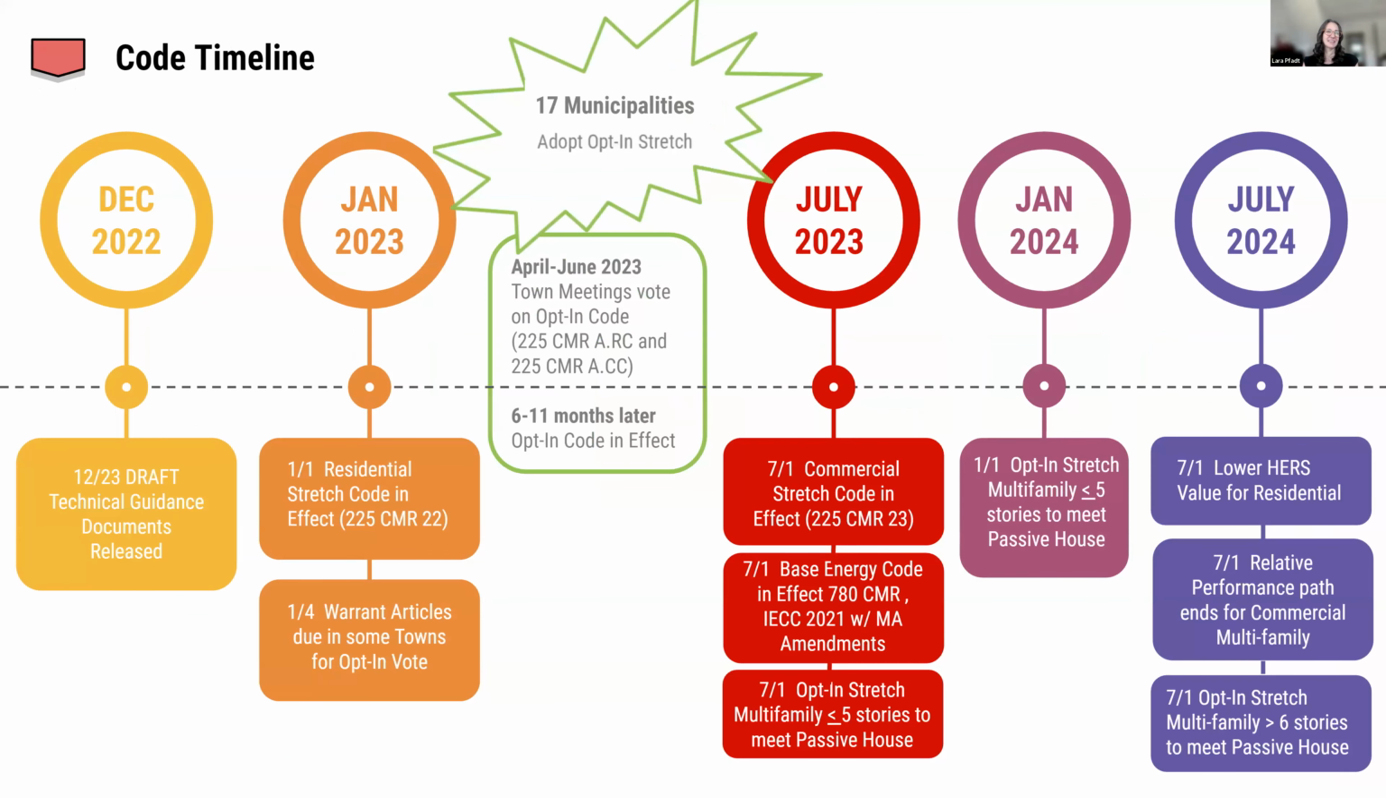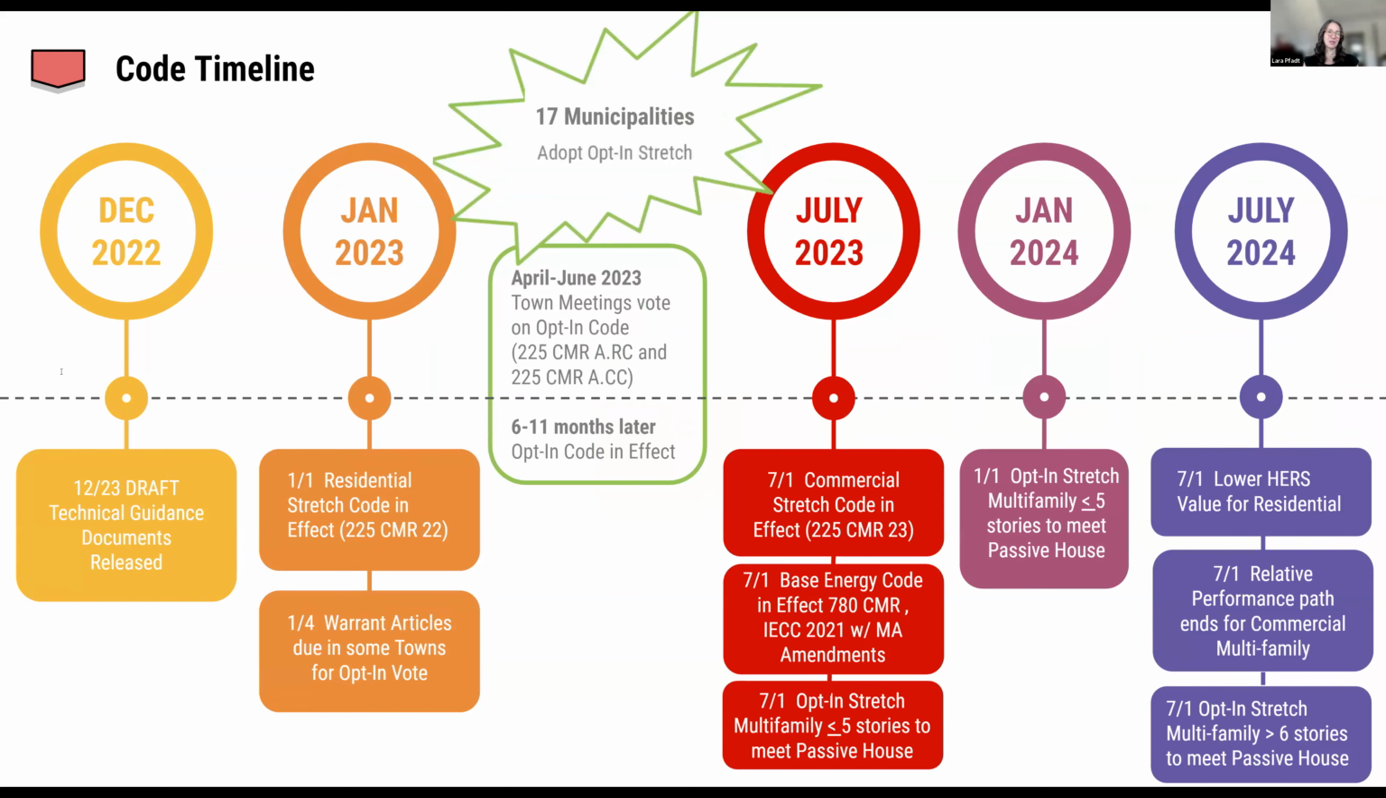And then this is that timeline that I referenced earlier. As I mentioned, the technical guidance was released in December, just before the residential code took effect this past January. We know that towns started having their warrant articles for the opt-in code, which has put us at the 17 municipalities that have adopted that opt-in code. And that opt-in code takes effect 6 to 11 months later. So at least 6 months, depending on when the town approved it, it would fall on either July 1 or January 1. And there are documents with that map that we showed earlier that will show you exactly when each municipality falls in.